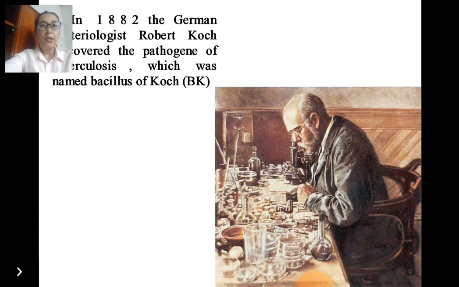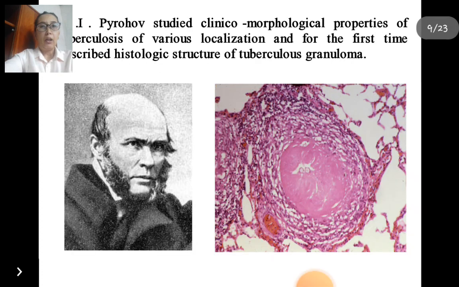In 1882, the German bacteriologist Robert Koch discovered the pathogen of tuberculosis, which was named Bacillus of Koch, or BK. Pirogov, a Russian scientist, studied clinical morphological properties of tuberculosis of various localization and for the first time described the histological structure of tuberculosis granuloma. In this slide you can see Pirogov himself and the structure of tuberculosis granuloma.